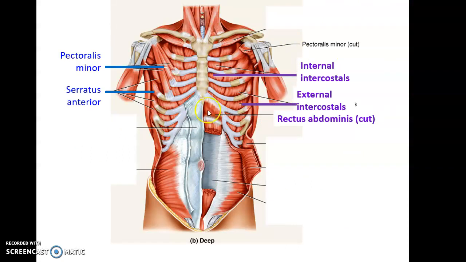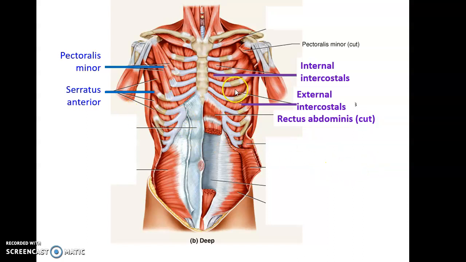All right, here are some deeper muscles. So underneath pectoralis major, we have pectoralis minor. Its origin is on the ribs, and it inserts into the scapula, as it were. And then here's serratus anterior again.